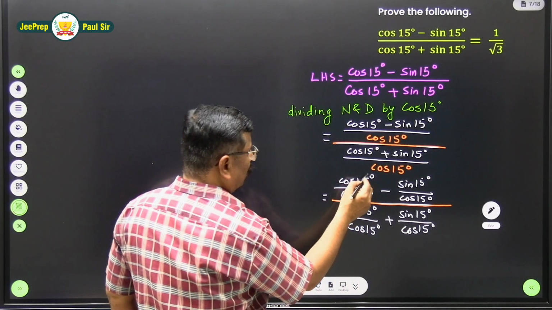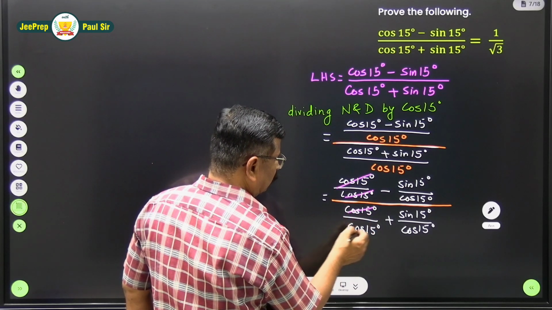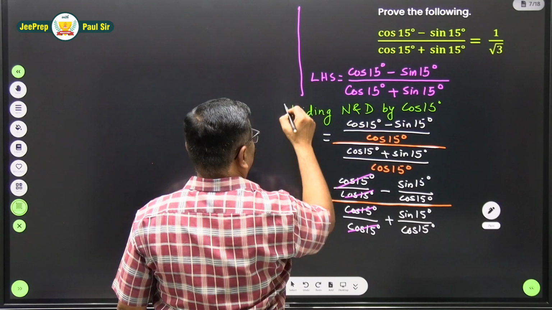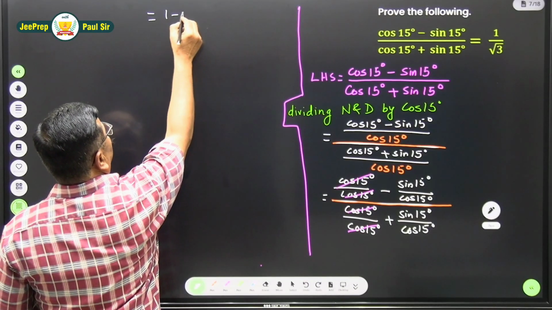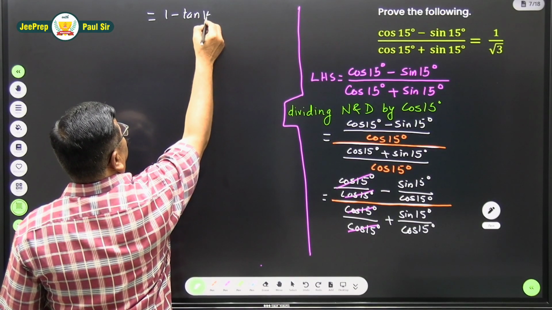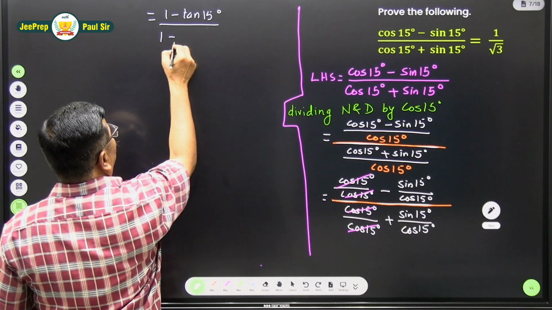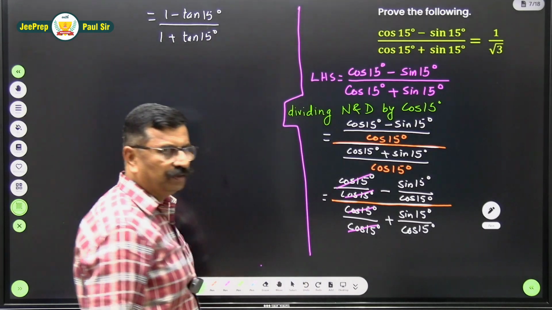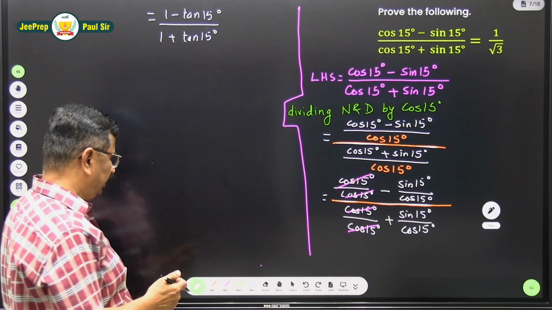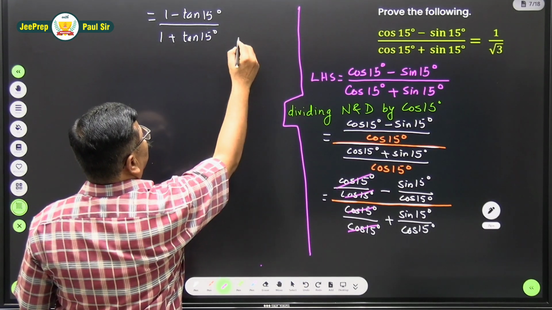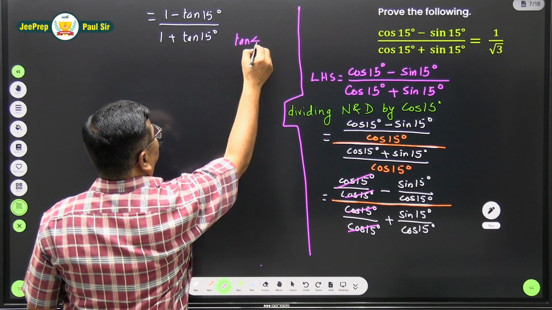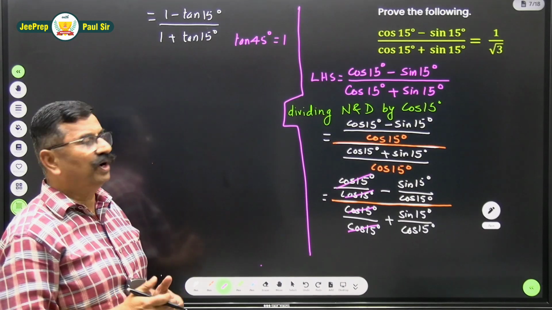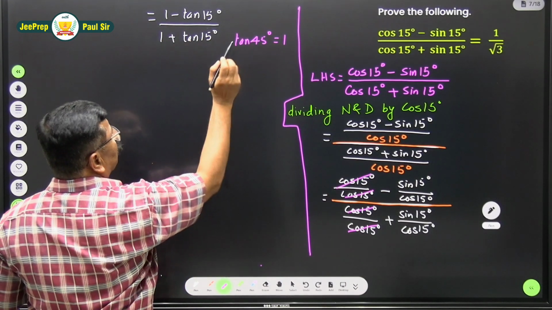Now we know that this cos 15 degrees will cancel and this cos 15 degrees will also cancel. So we will get here 1 minus tan 15 degrees divided by 1 plus tan 15 degrees, because sin 15 degrees upon cos 15 degrees is tan 15 degrees. Now students, we will use this formula: tan 45 degrees is equal to 1. What is the tan of 45 degrees? 1. So for this one, we will use tan 45.